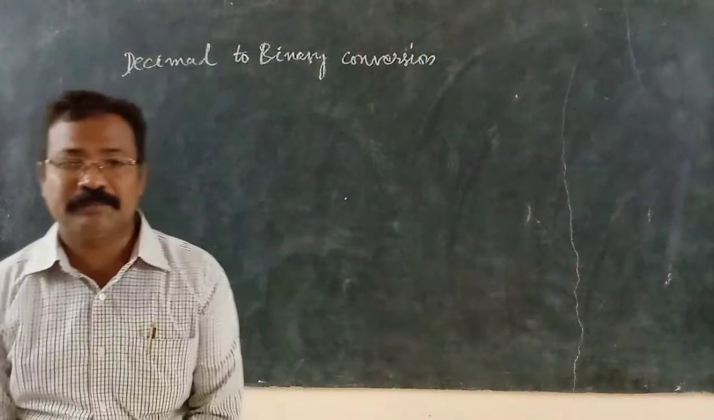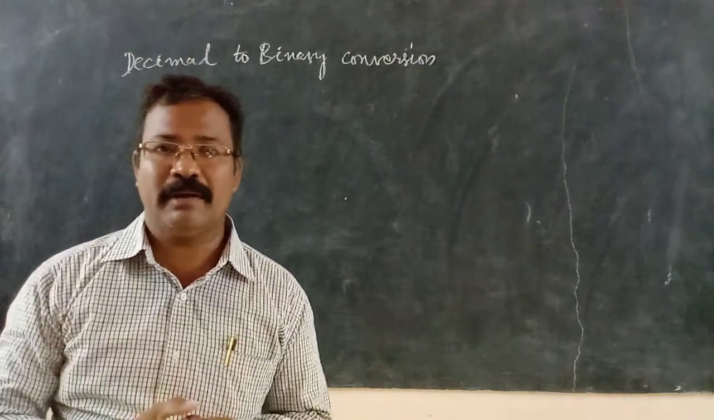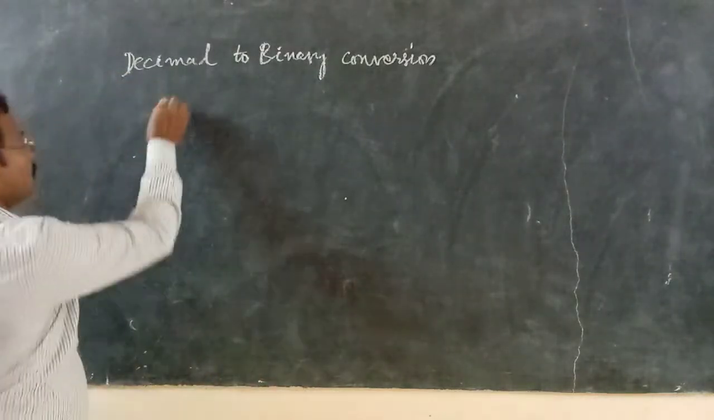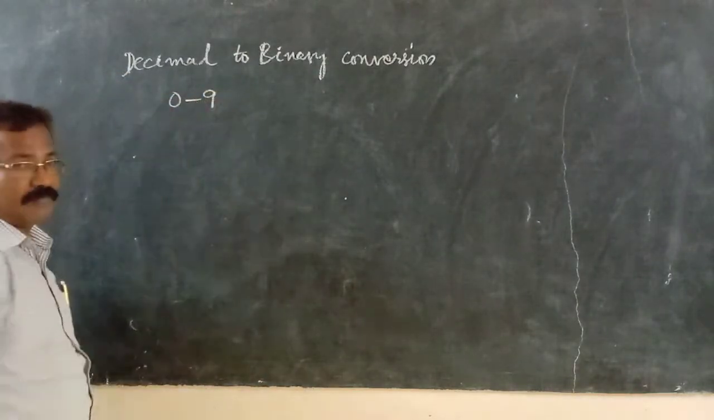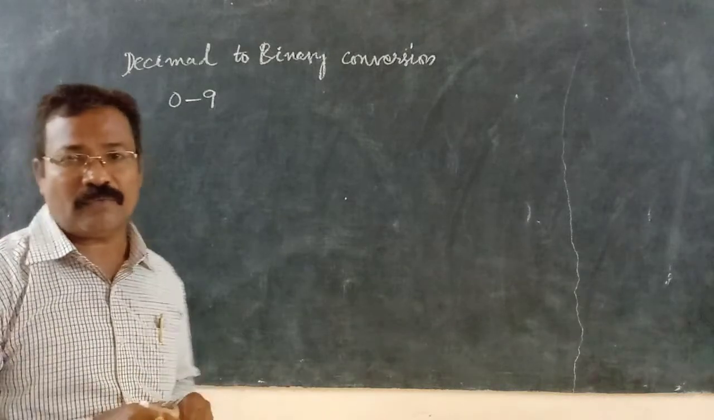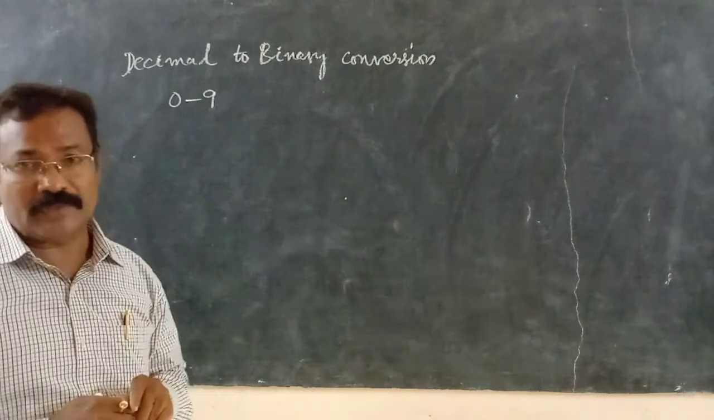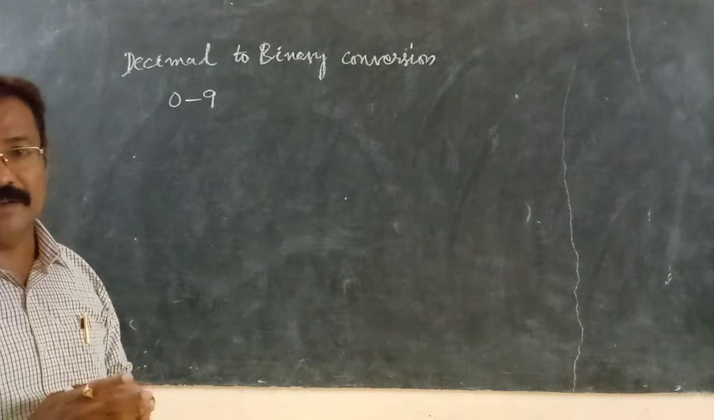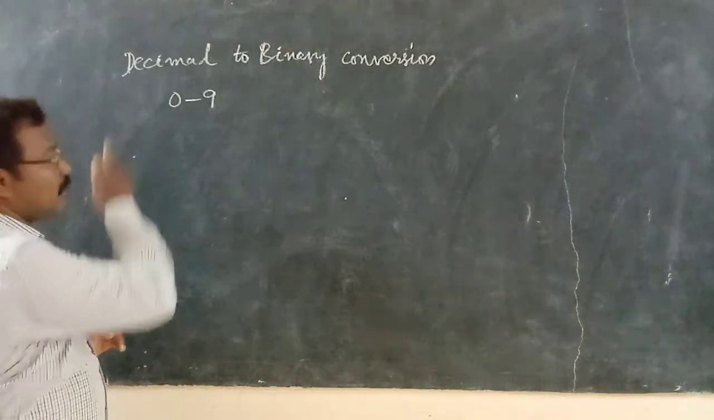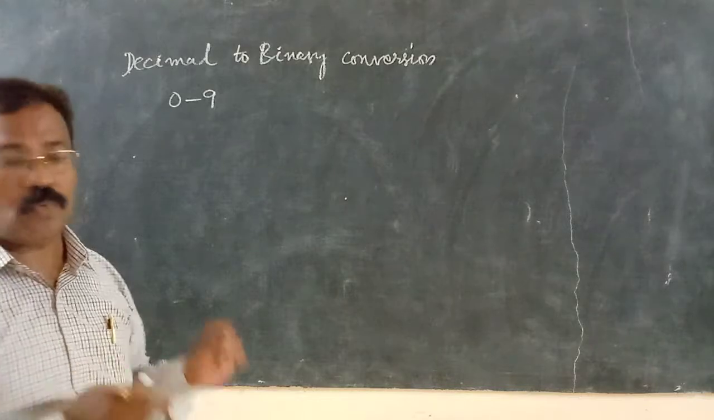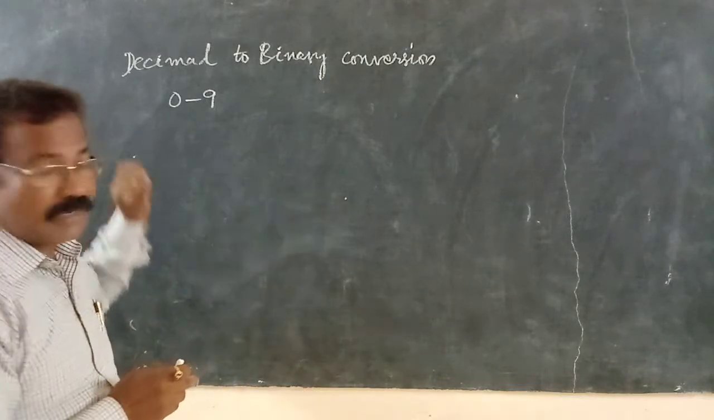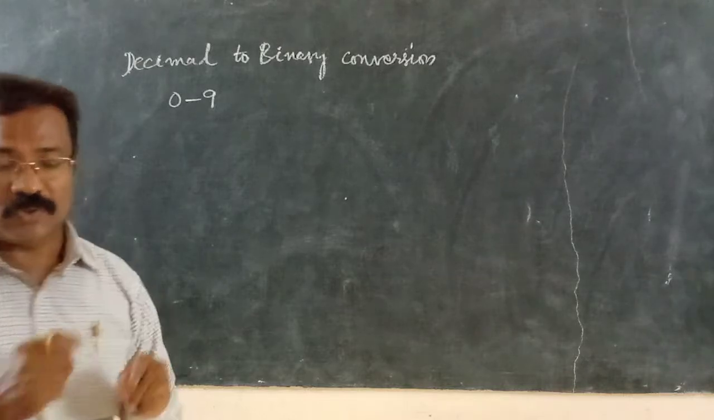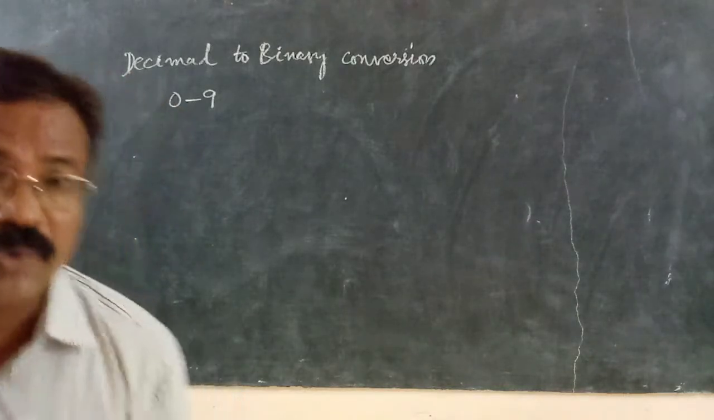We know that any decimal number is a combination of these 10 digits, 0 to 9, and hence the base of the decimal number is 10. Now we are going to convert this decimal number into binary format, binary number. So how can we convert this decimal number into binary number?